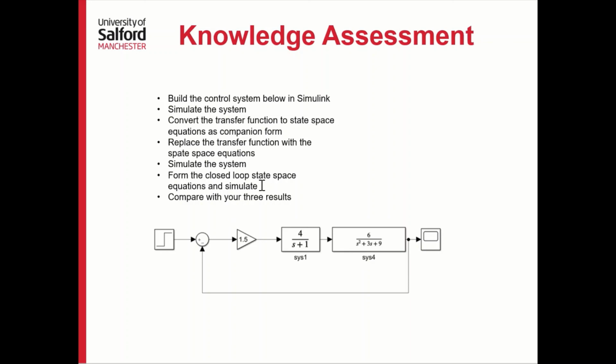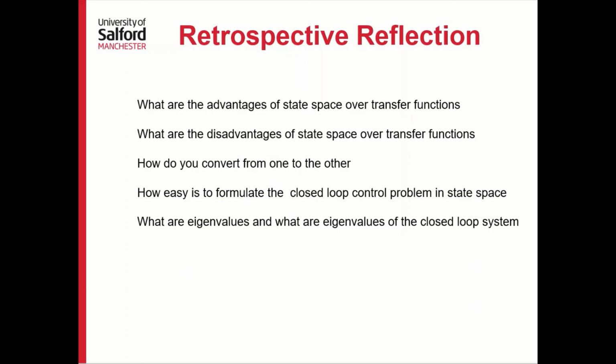Form the closed loop state space equations, which will just give you one block with an input and an output, and run that alongside this. And again, they should give you the same answers. And you can compare your three answers and they should all give you the same thing. The only thing that's slightly tricky to do is forming the closed loop state space equations, but I'm sure you can do it. So let's have a look at our retrospective reflection on state space.